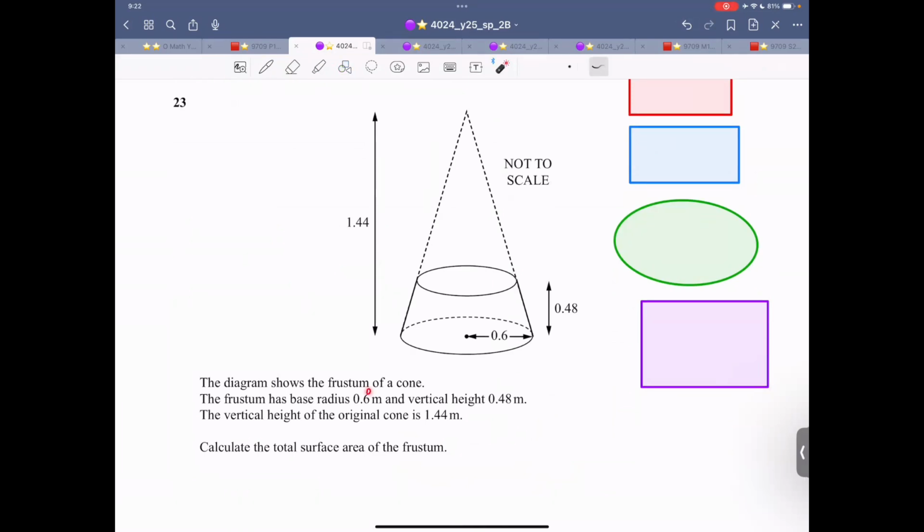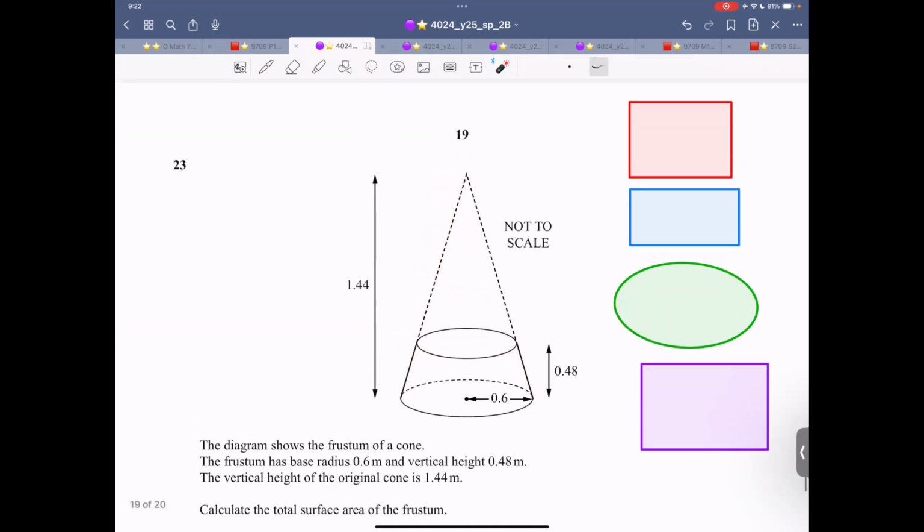The diagram shows a frustum. The frustum has a base radius 0.6, height 0.48. The vertical height of the original cone is this. Calculate the total surface area of the frustum. So the shape that you see over here, that's the frustum. That happens when we have a large cone and we snap off part of it. So whatever is left, that is called the frustum.